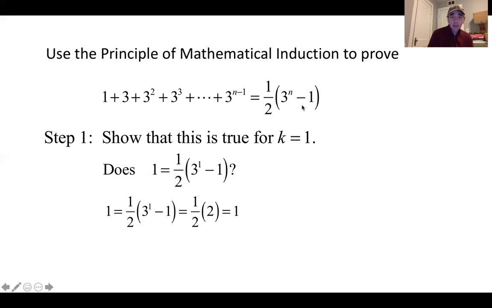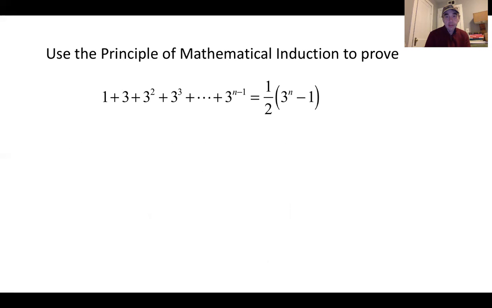k equals 1. Plug 1 in here for the exponent. 1 equals 1/2 times (3 to the 1 minus 1). It's true. That satisfies step 1. Now, the harder part of this typically is to say, assuming it's true for k, show that it is true for k plus 1. That's what we want to do next.